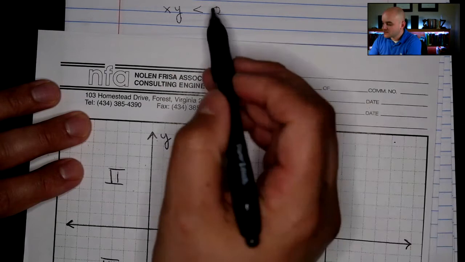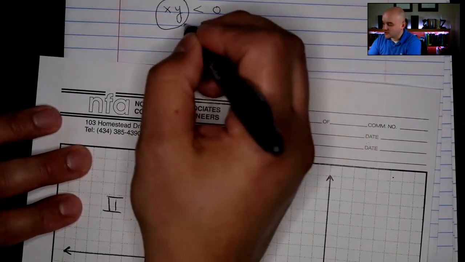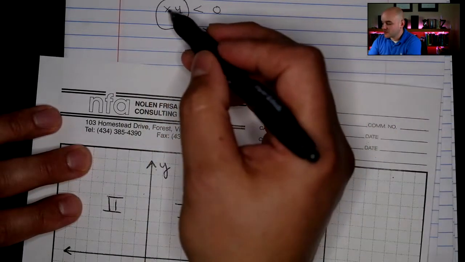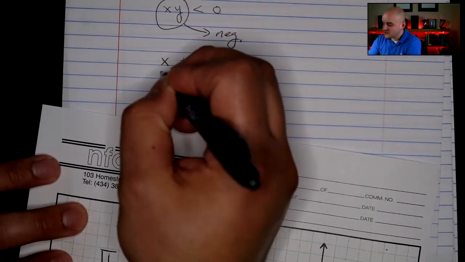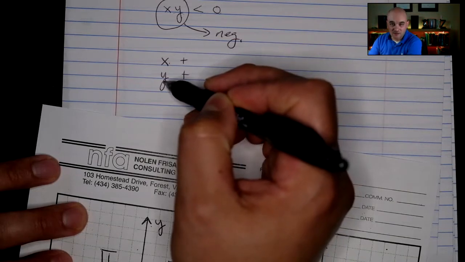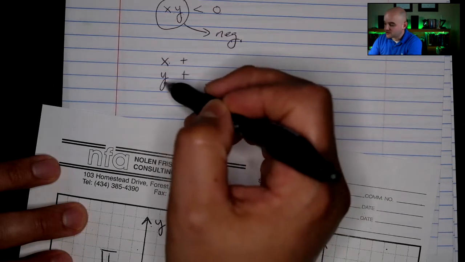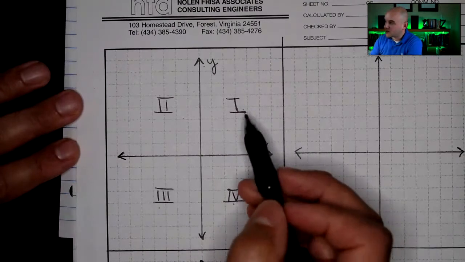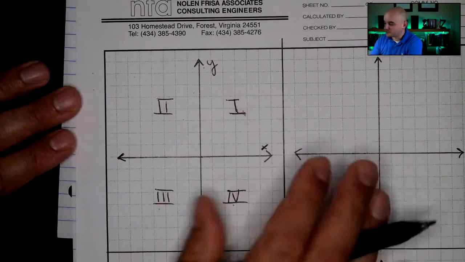Okay? X times Y is less than 0 is a fancy way of saying that when you multiply X and Y, you get a negative number. So how can this be? Well, if X is positive, let's suppose X is positive and Y is positive. When I multiply those two, I'm going to get a positive number, not a negative number. So that tells me that both X and Y can't be positive. When is X and Y both positive? Well, quadrant 1 is. So quadrant 1's out here.